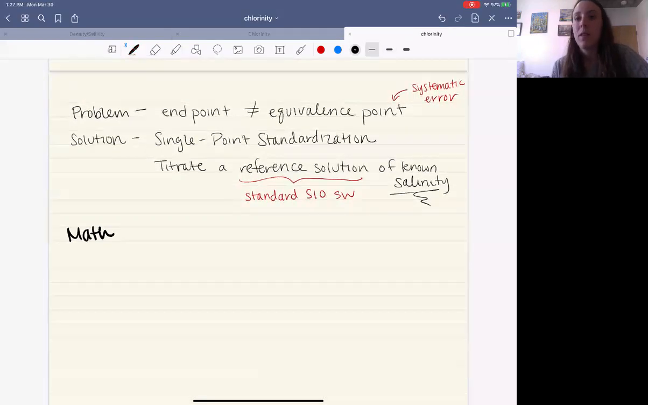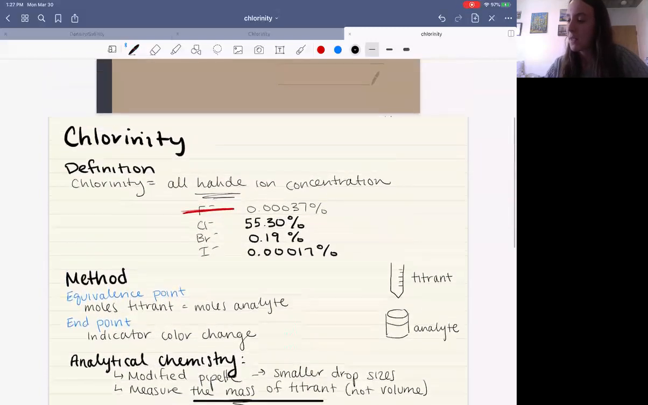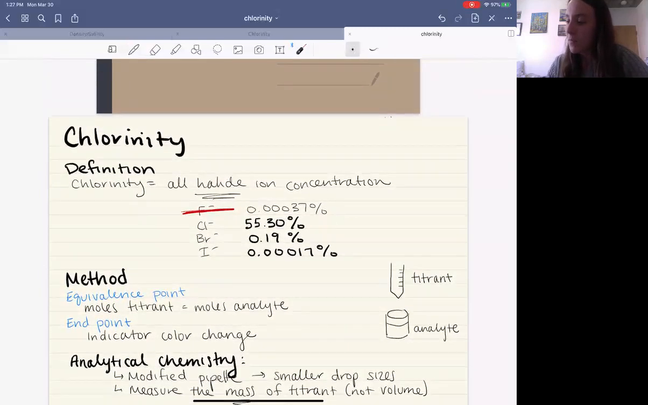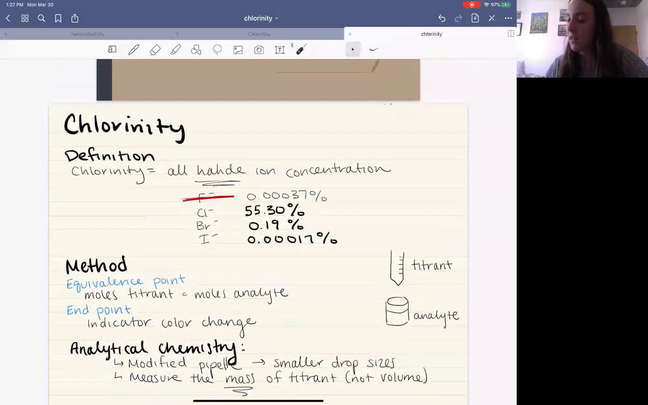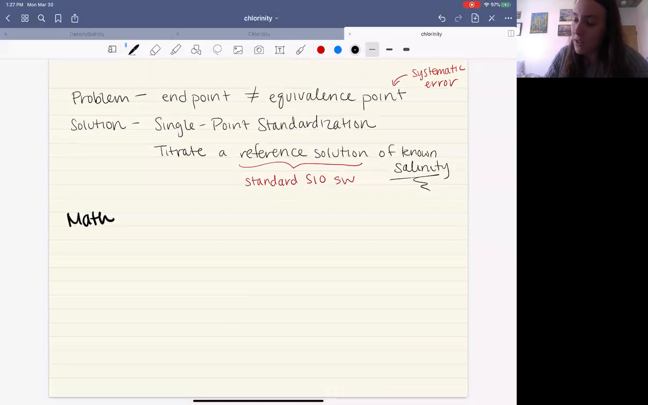Based on the percentages that I showed above, I'm going to scroll back. Okay, based on this idea that chloride, bromide, and iodide represent a certain percentage of the total salinity, we can create a ratio. Okay, so if we make a ratio of salinity versus chlorinity, it's going to give us the value of 1.80655.